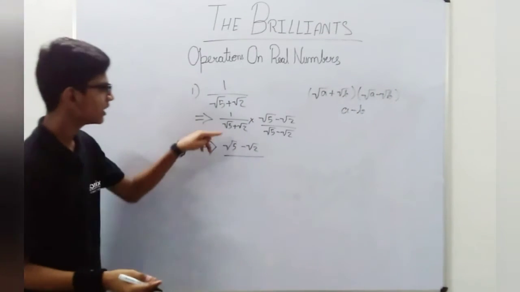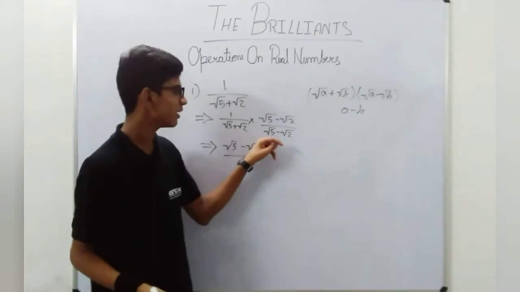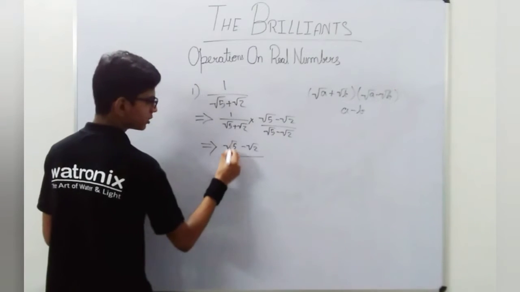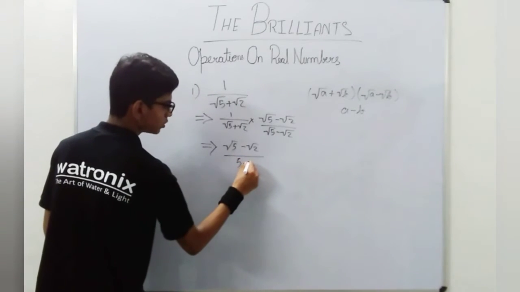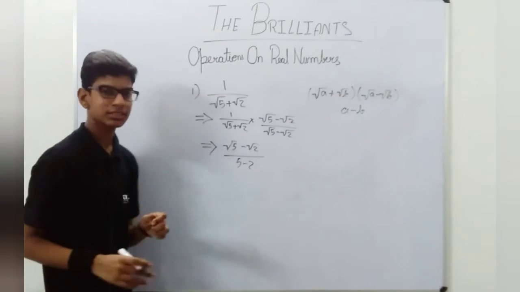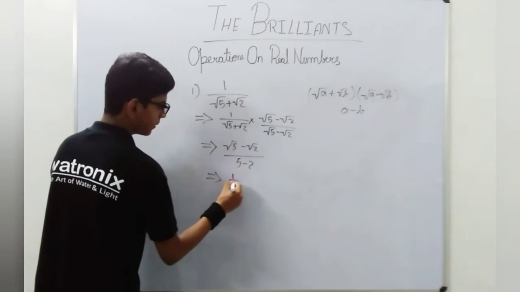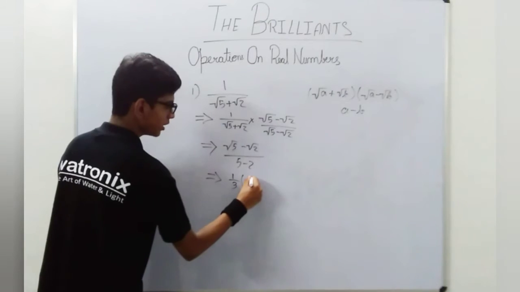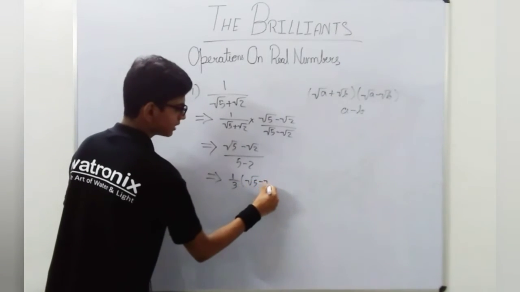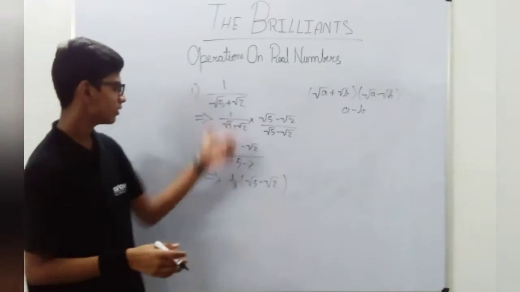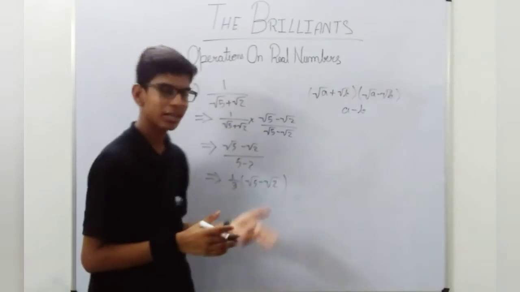So for that we have (√5 + √2)(√5 − √2). What we are going to do is a − b. A is 5, b is 2. Simply we subtract, and it will come 3. So it will be (√5 − √2) upon 3. Now we have rationalized the denominator.